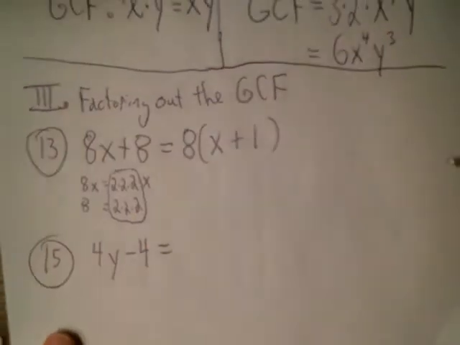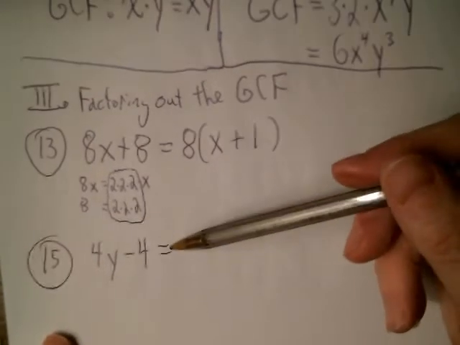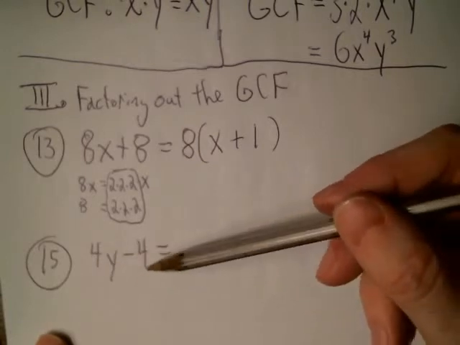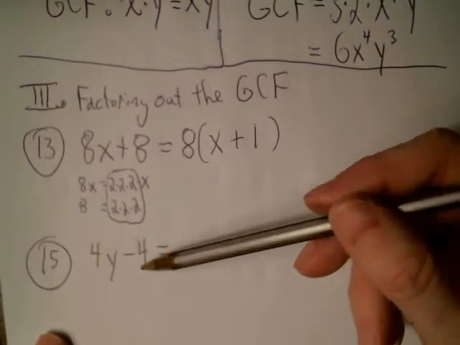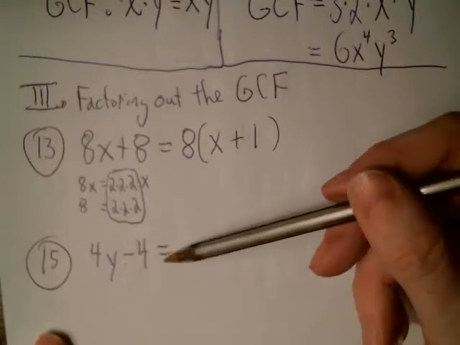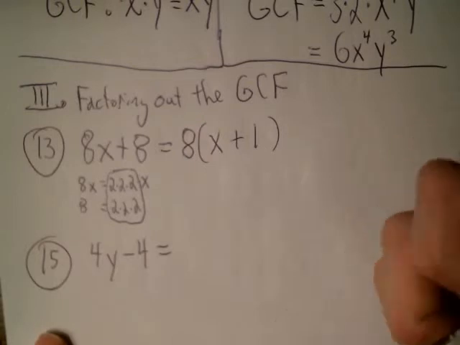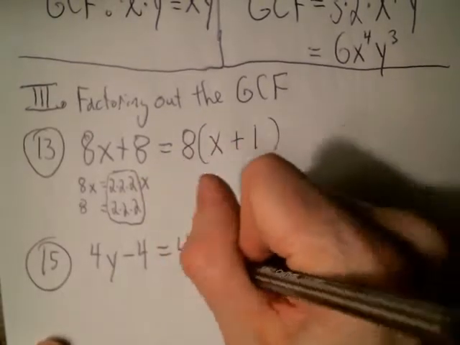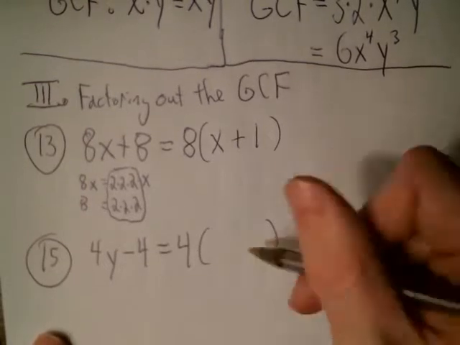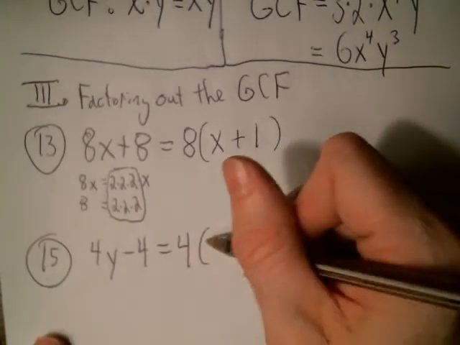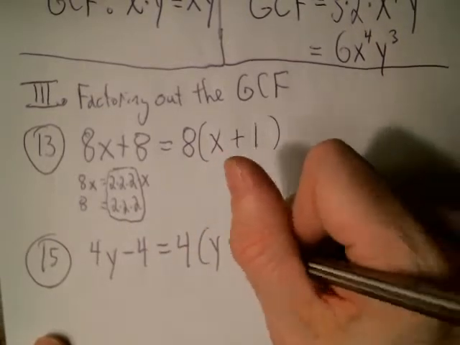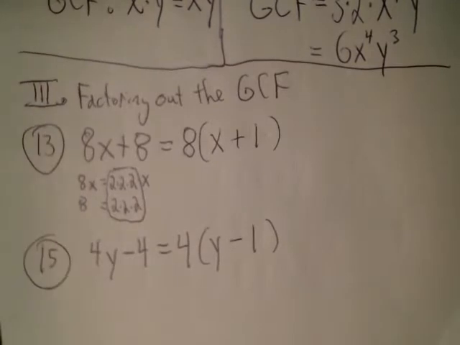Okay, so here the thing that divides both of them, the GCF, well, I could say 2, but that won't be the greatest common factor. The biggest number, or the biggest expression that divides both of them, is actually 4. Okay, so put a 4 on the outside of the parentheses. And then I say to myself, 4 times what is 4y? Well, y. And then 4 times what is negative 4? Well, minus 1. Okay.